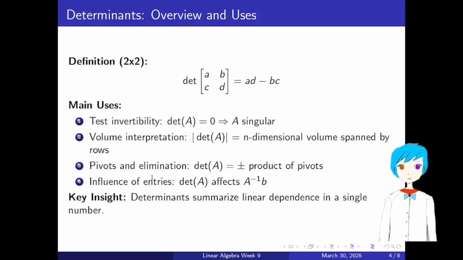Also, if we reduce A to its echelon form, then its determinant is plus or minus a product of pivots. Also, the determinant of A would affect A inverse b. Basically, whether the determinant is 0 or non-zero would help us determine if the columns are linearly dependent or not.